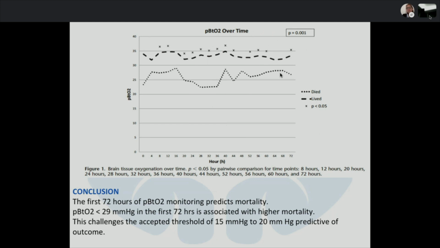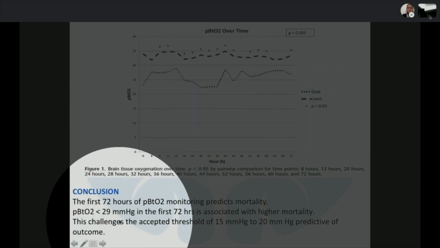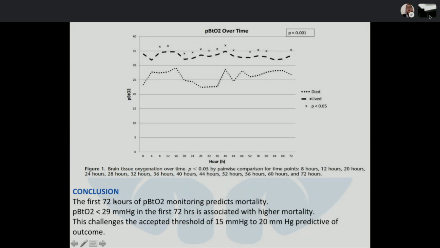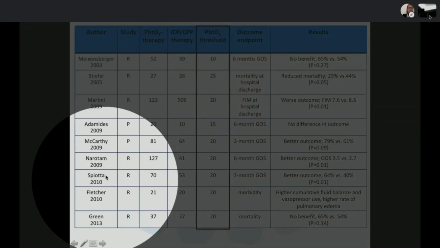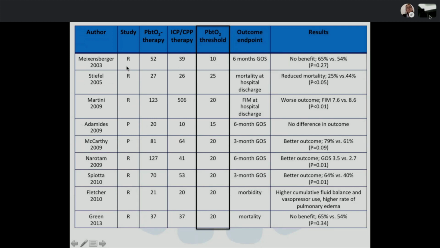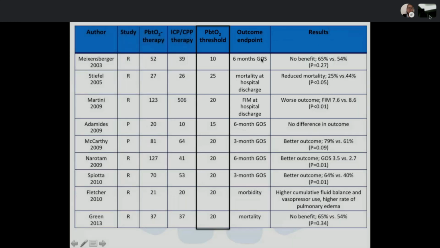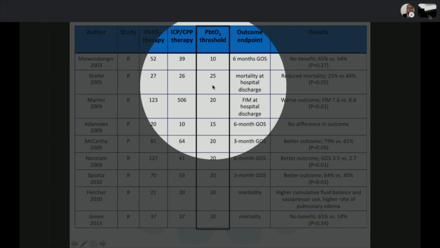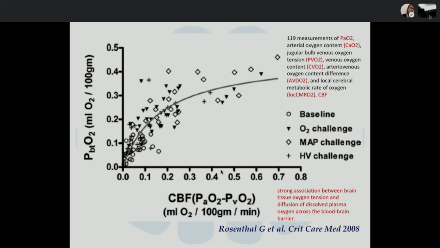The only concern in this paper is that the threshold here is very high. So the PbO2 threshold was related to 29 millimeters of mercury, which is very high compared to other studies. Because if you see here, these are the main studies which correlate PbO2 values to the outcome. Here, GOS at 3, 6 months, or even morbidity and mortality. And as you can see here, the thresholds go from 10 to 25, and the accepted threshold in general is 20 millimeters of mercury.